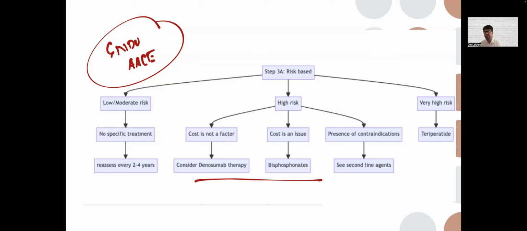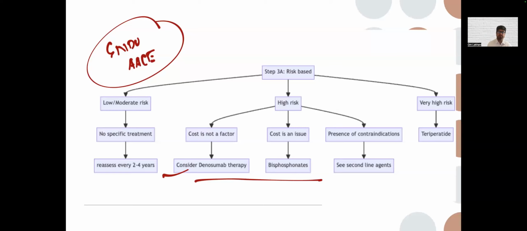The only thing you have to be careful about is that this patient has to keep taking the injection every 6 months, because if they don't, as soon as the injection effect goes away, the patient is again vulnerable to osteoporotic fracture. So that's the problem with denosumab. However, if cost is not an issue, denosumab should be the first line therapy in a high risk patient with osteoporosis.